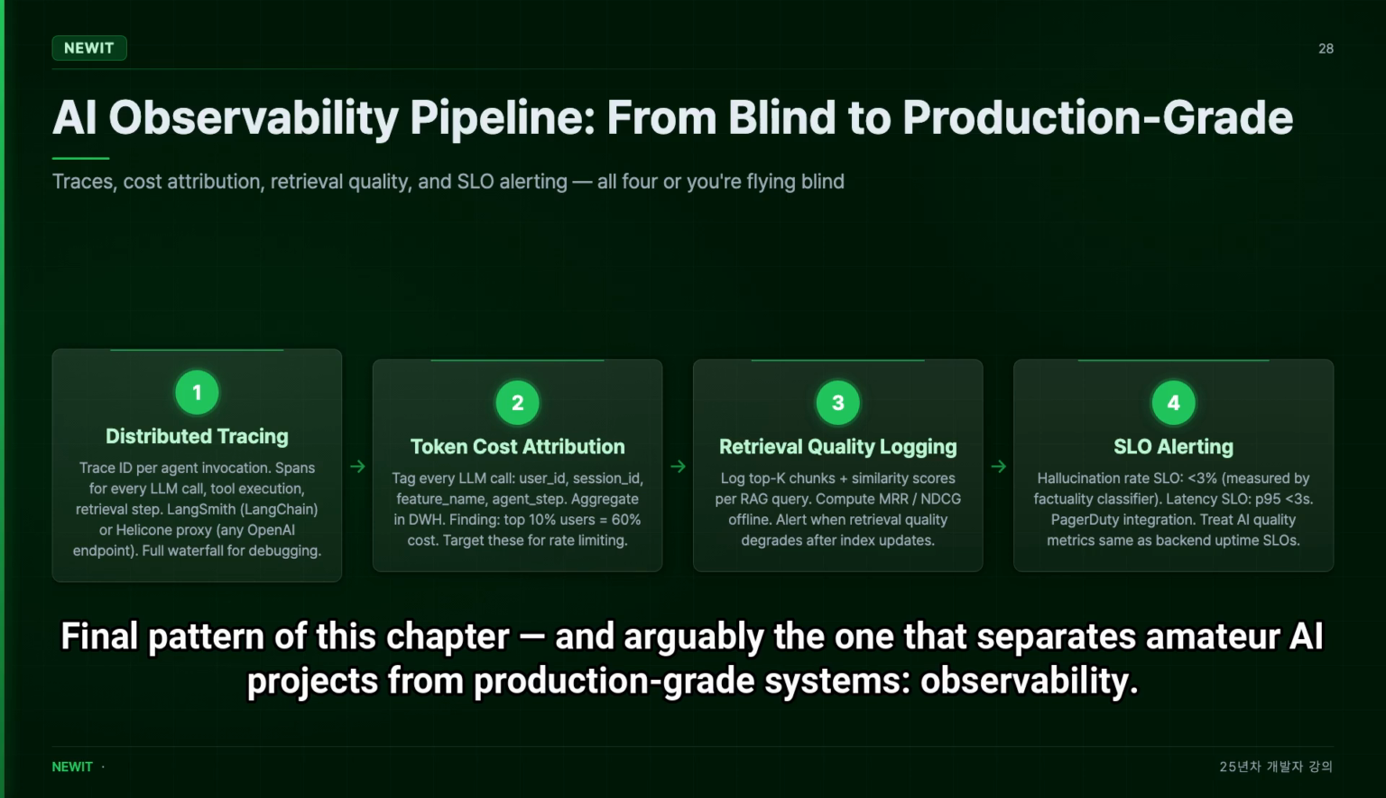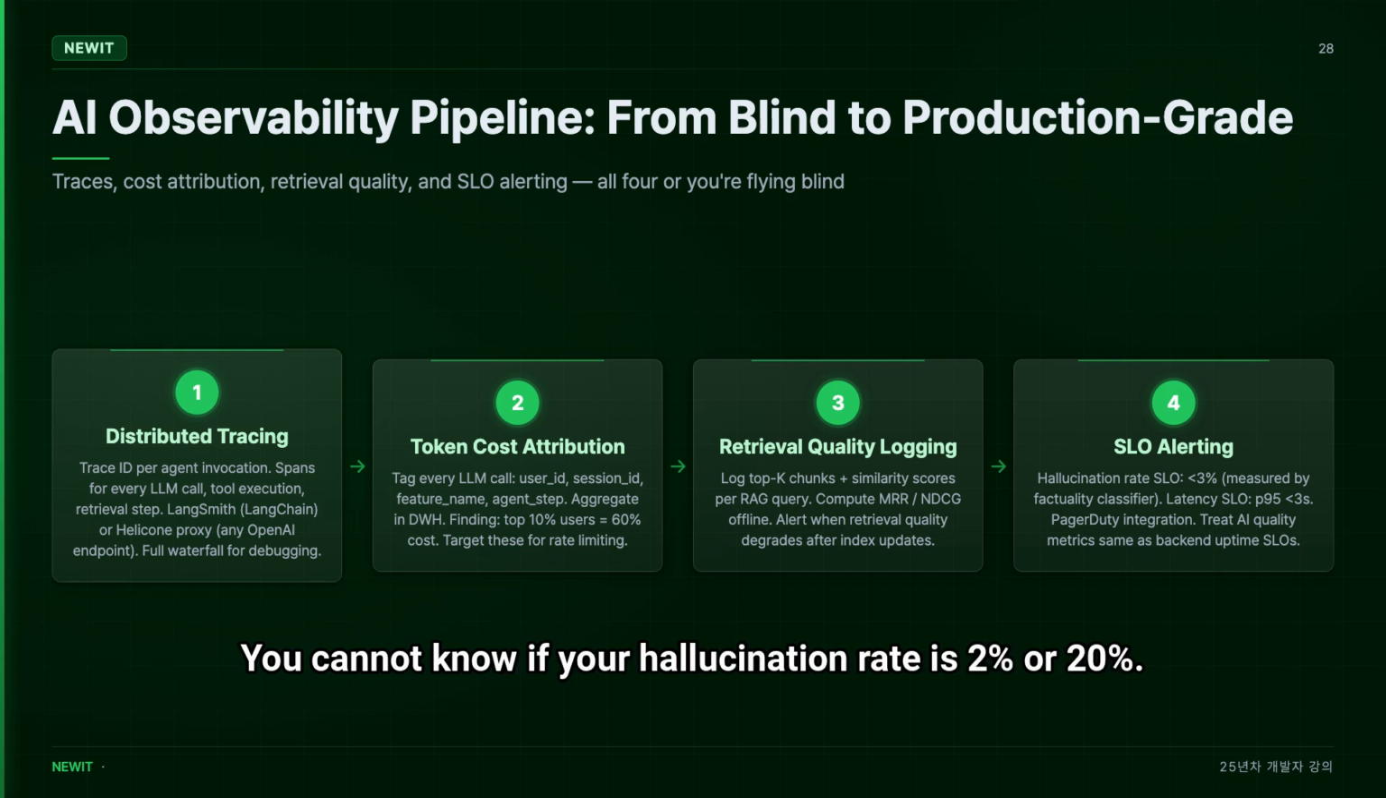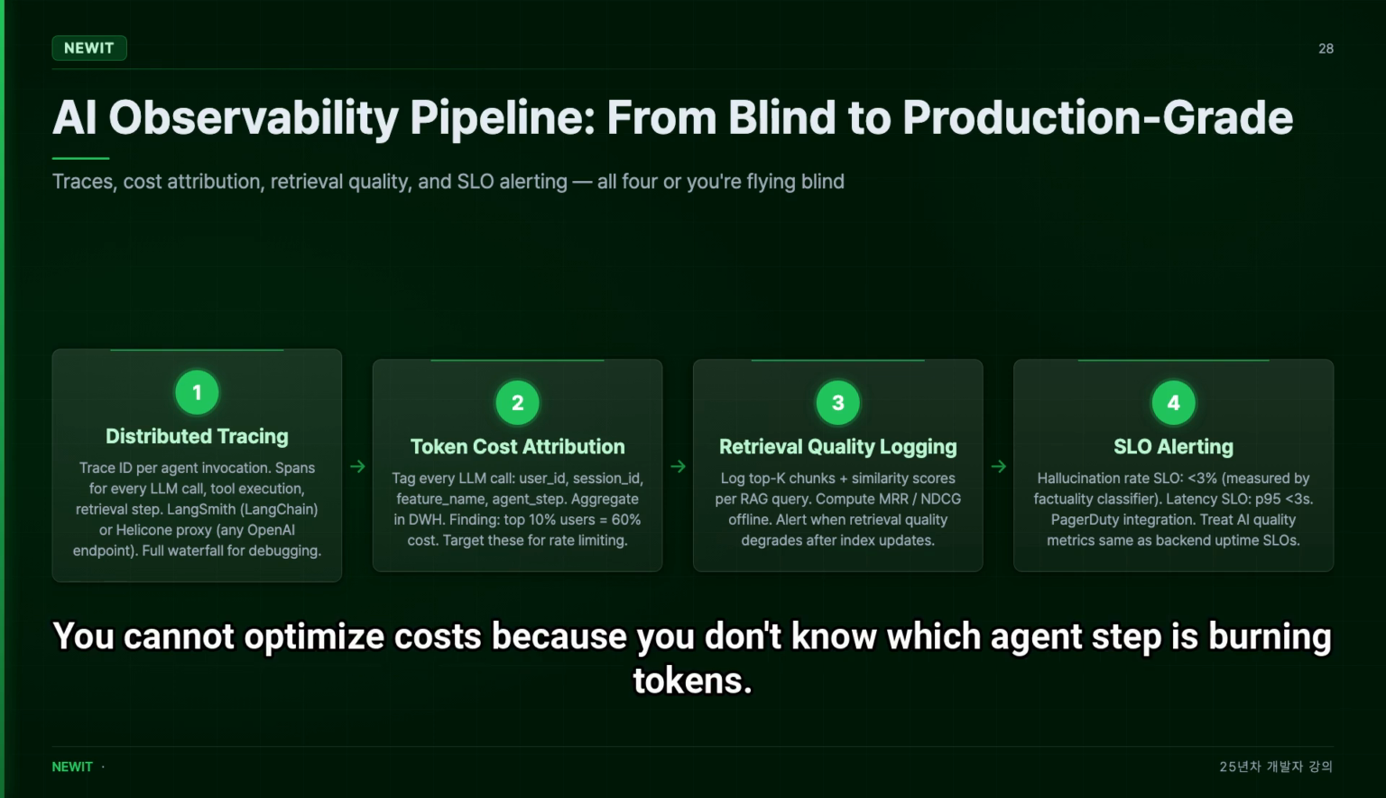Final pattern of this chapter, and arguably the one that separates amateur AI projects from production-grade systems. Observability. Without it, you are completely blind. You cannot debug why a user got a bad answer. You cannot know if your hallucination rate is 2% or 3%. You cannot optimize costs because you don't know which agent step is burning tokens.